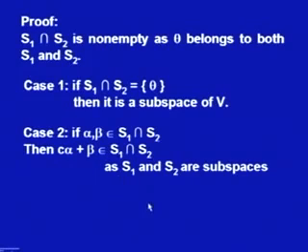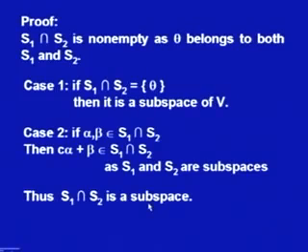Now since S1 and S2 are subspaces, C alpha plus beta belongs to S1, C alpha plus beta belongs to S2, so they belong to S1 intersection S2 also, and that means S1 intersection S2 is a subspace. That proves the theorem.